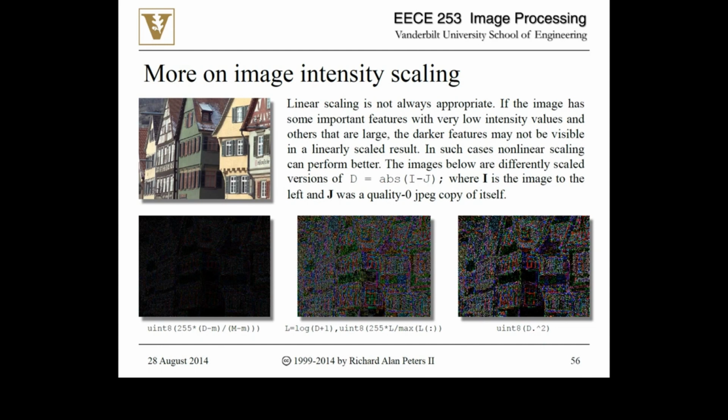So let's look for something else, and then this something else could be a logarithm, could be d squared or whatever. So yeah, again, something is the information content of an image, something else is how to display that information content. Okay, next.